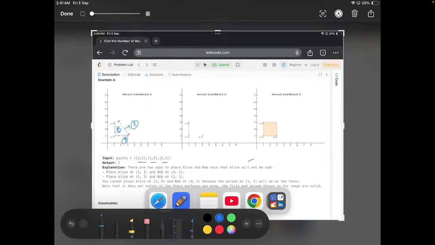Okay, first analyze this part. If we go with 1 3 and 3 1, the rectangle formed by it has this point on the fence, so this is not a valid case. So we have just these two cases where this and this are forming some rectangle. So this fence we also have to check.